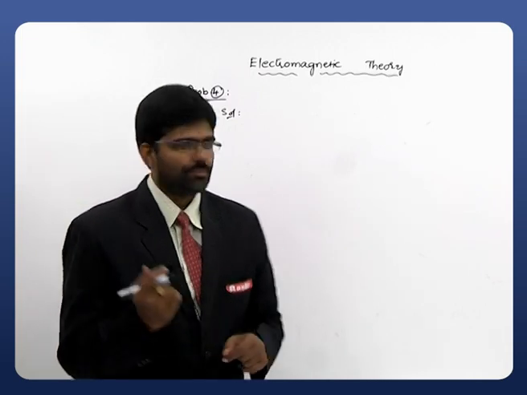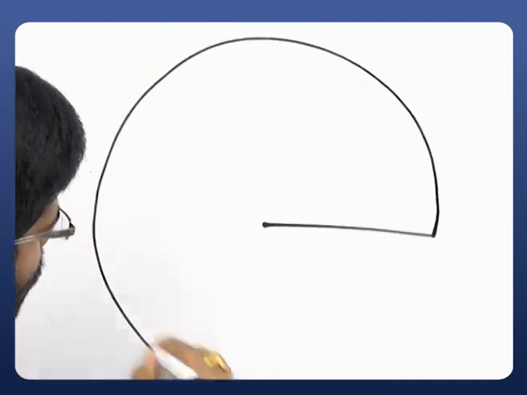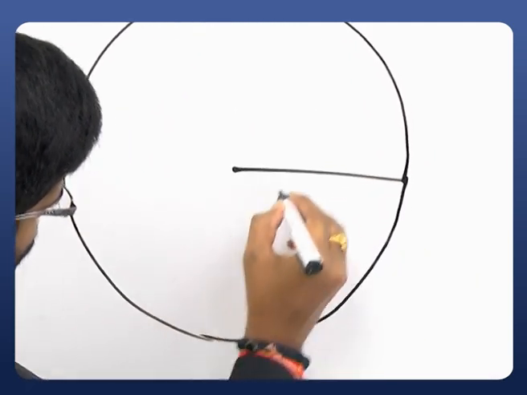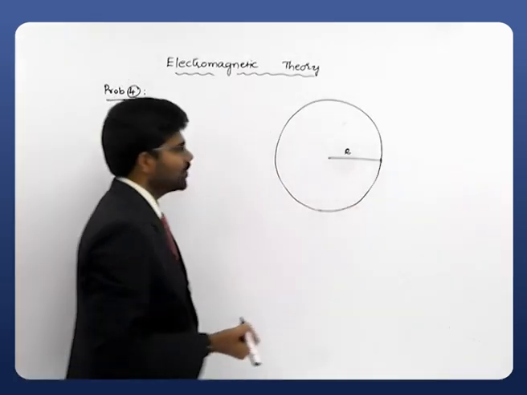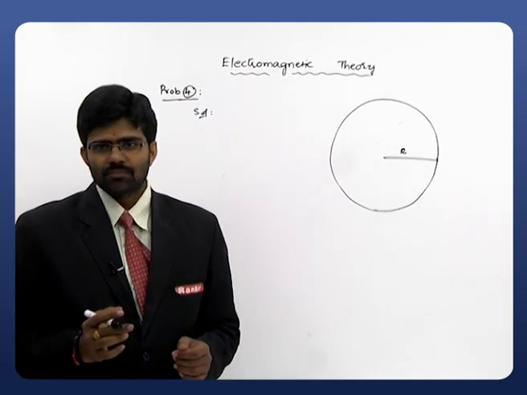Now how to obtain it? Just observe. Let us take this insulated sphere with radius r, kept in vacuum.